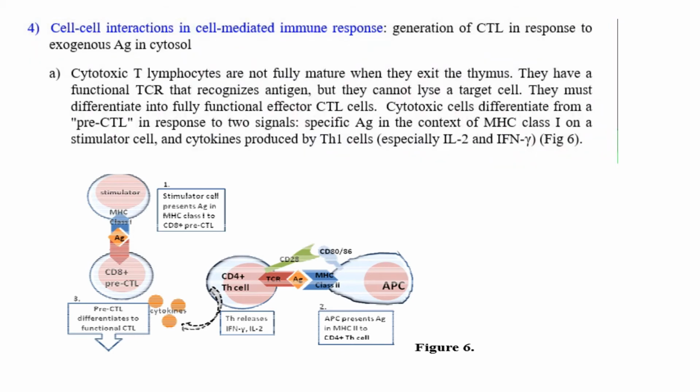Cytotoxic T lymphocytes are not fully mature when they exit from the thymus. They have a functional TCR that recognizes antigen, but they are not able to lyse the target cells. They must be differentiated into functional effector cytotoxic T cells.